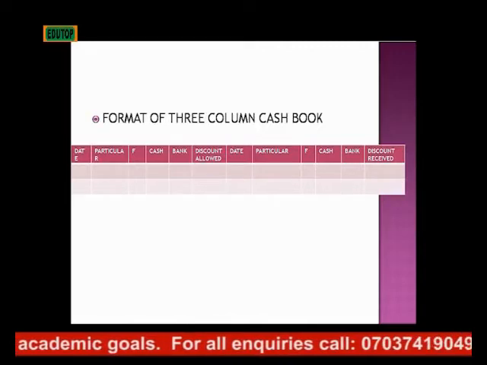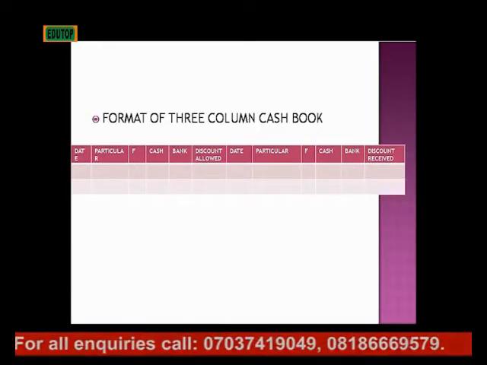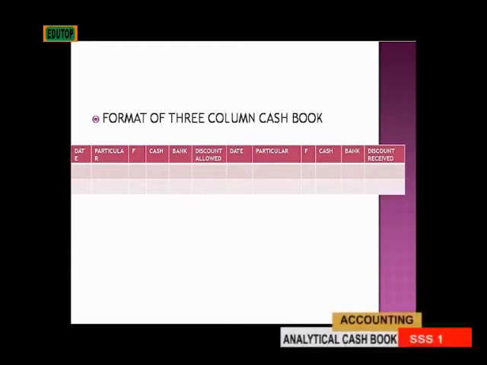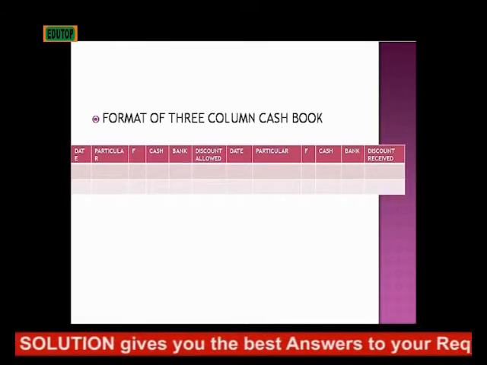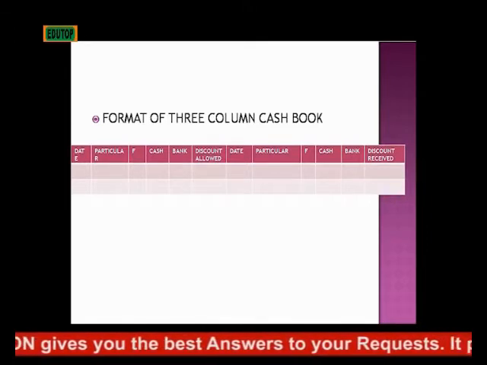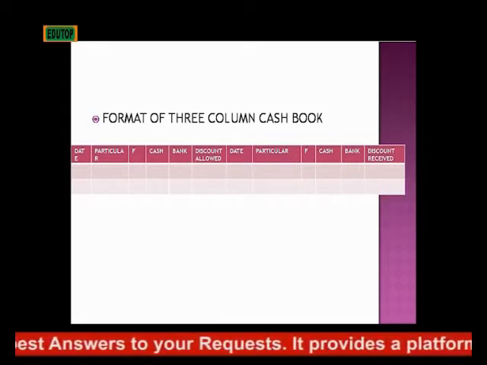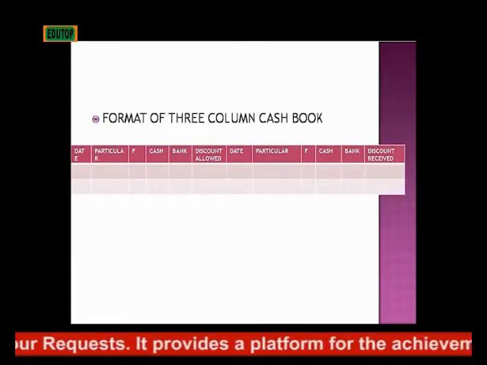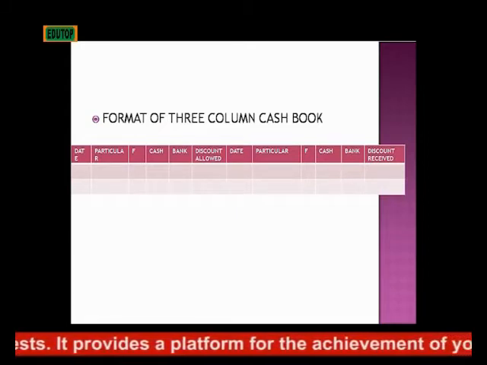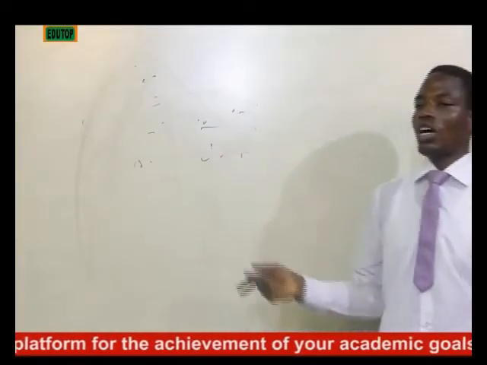That is the payment side, which is the debit side. Under the receipt side, you have date, particulars, folio, cash, bank, and discount received. So that is the format for the three-column cash book. With the format, you can differentiate the single-column cash book from the two-column and the three-column cash book. Now, what are the illustrations? We do justice to that.